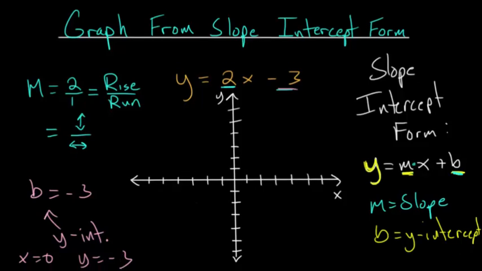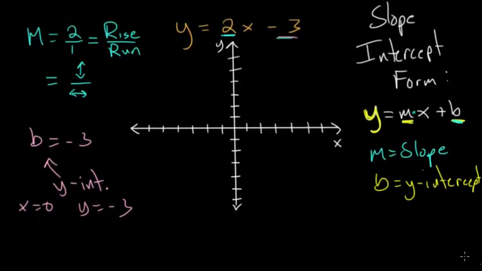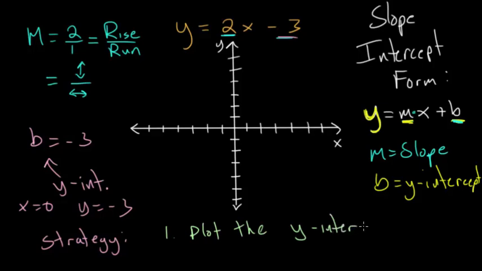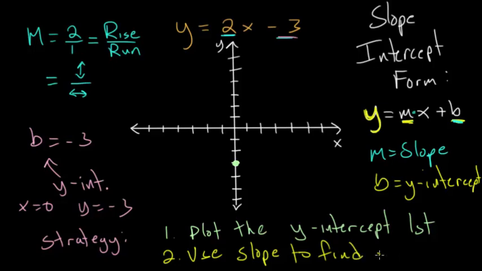So the general strategy for this, let me make a little bit of room, and let's write it out. So the strategy: for number 1, plot the y-intercept first. So we're going to plot that. So 0, negative 3, so that's right here. And now step number 2, use slope to find a second point. And we'll do that using our rise over run concept.